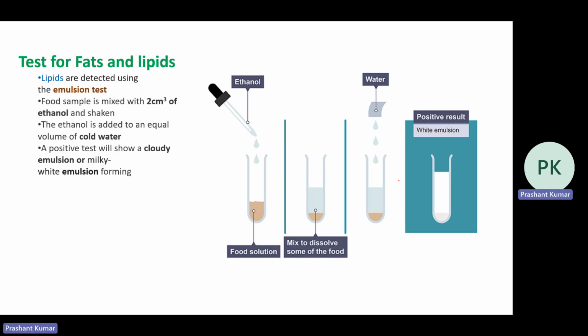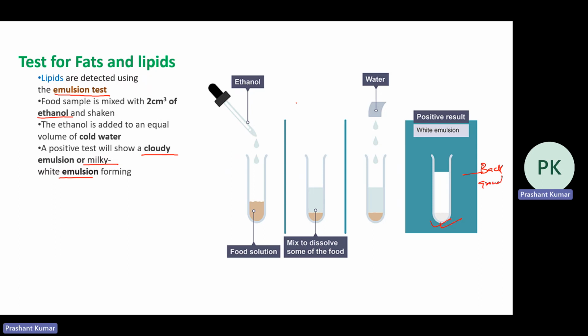Test for lipid and fats. This test is called emulsion test, where we add ethanol to the food sample. So whatever amount of food sample you take, suppose you have taken 3 centimeter cube of the food sample, then you have to add 3 centimeter cube of ethanol also, right? And then you have to see the color change. So if you're getting a cloudy appearance or milky appearance, or white emulsion is formed, that means it is a positive test like this.